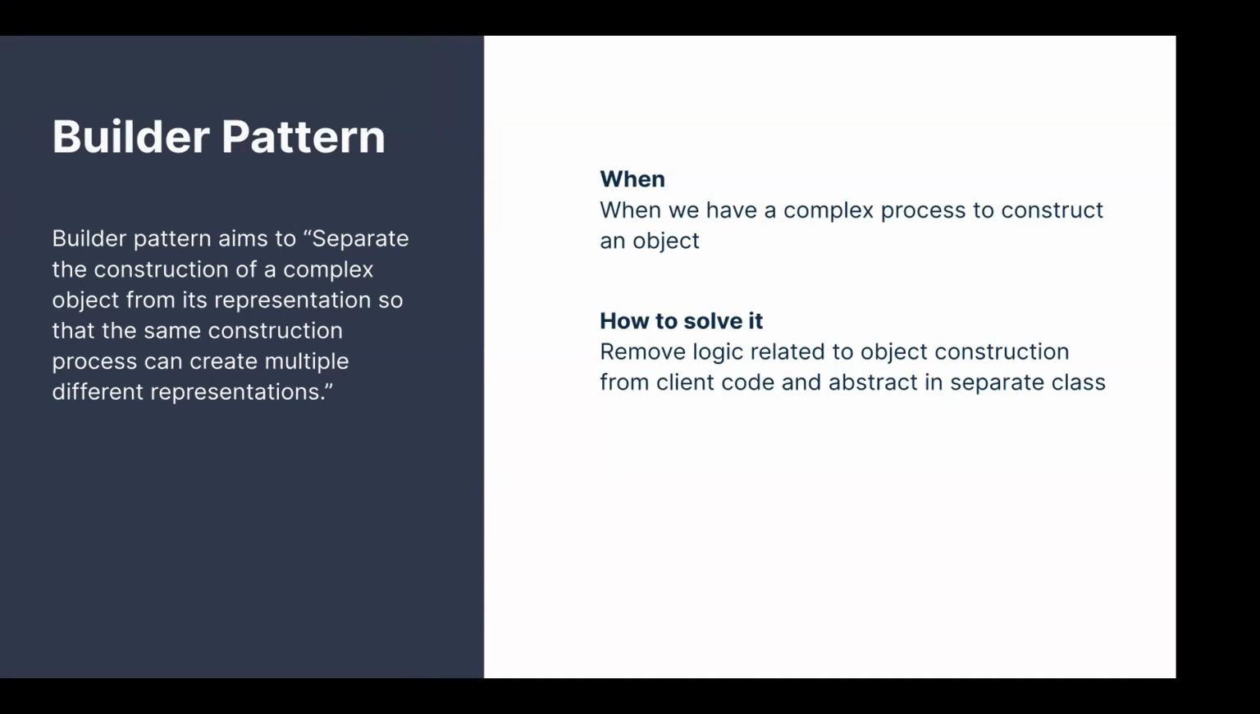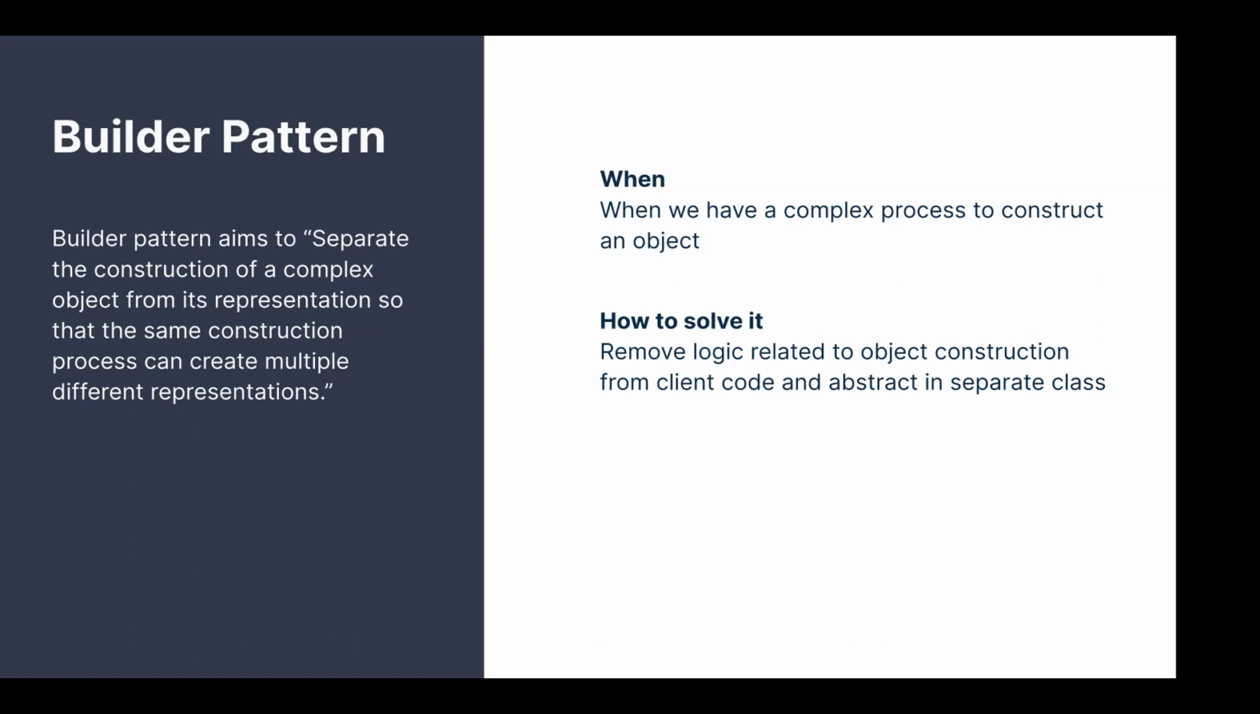Builder pattern, as we mentioned till now, is a pattern which aims to separate the construction of a complex object from its representation, so that the same construction process can create multiple different representations. And this is very useful when we have a lot of steps, or there is a complexity due to the large number of arguments or something similar. So here what we do is we remove the logic related to the object construction from the client and abstract it into a separate class.